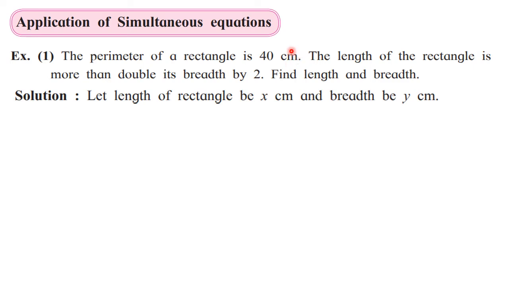Writing unit is very important here. Read the question and find the unit there. See here you can find that the unit of perimeter is centimeter. That is why for length and breadth you need to use the unit centimeter. If you are not writing unit here, then you will lose your half mark. Okay, so writing unit is very important. So we have assigned two variables here, x and y, for length and breadth respectively.